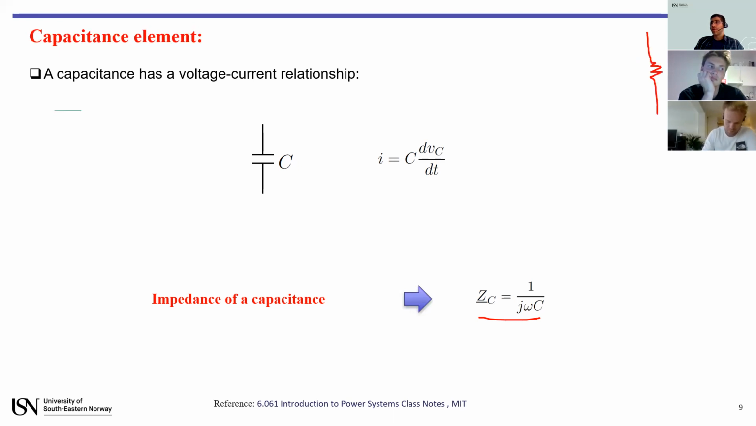R, the resistor. For the resistor, what's your proposal? What will be the impedance of a resistor? What's your suggestion?